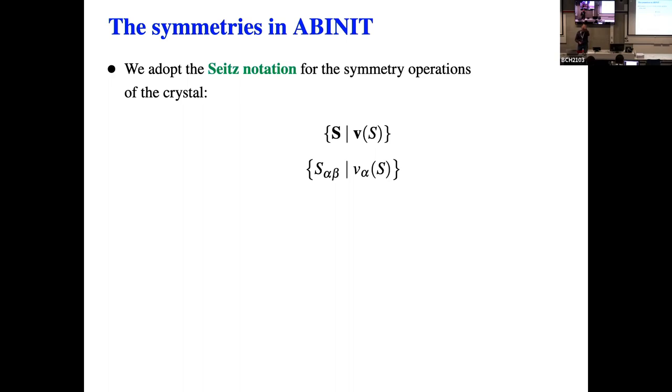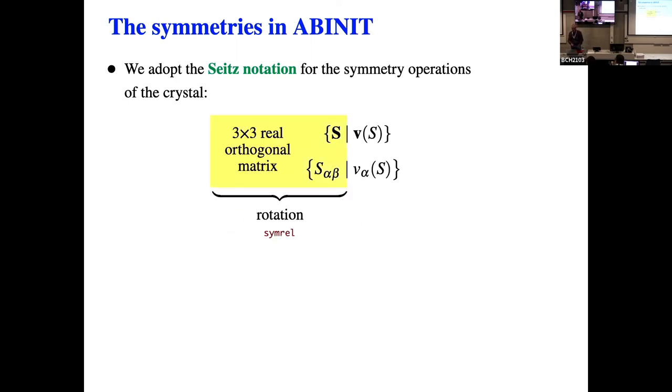Then Abinit exploits symmetries as much as possible. If we represent the symmetries using the Seitz notation, basically each symmetry operation consists of a matrix that describes the rotation here.